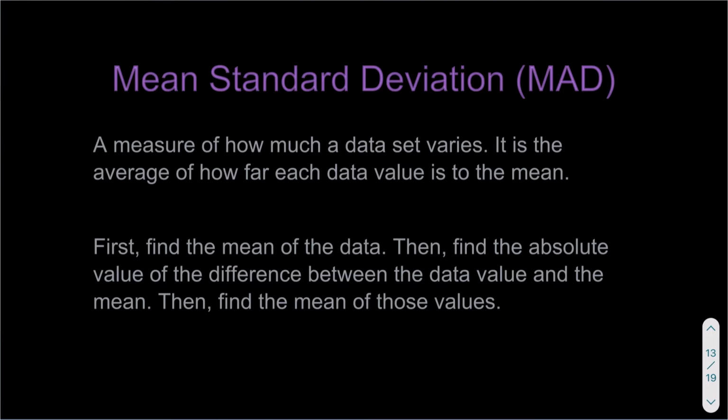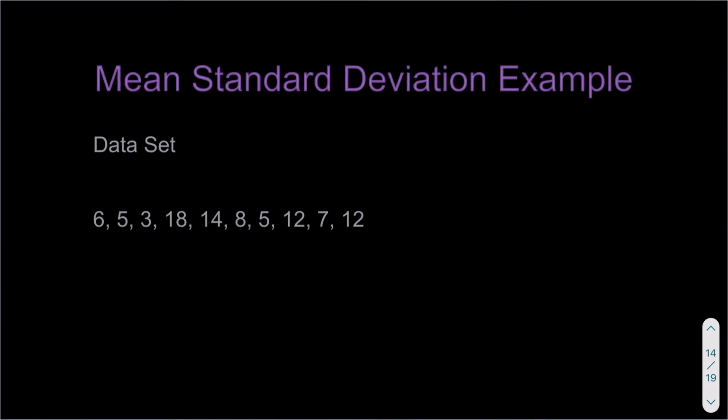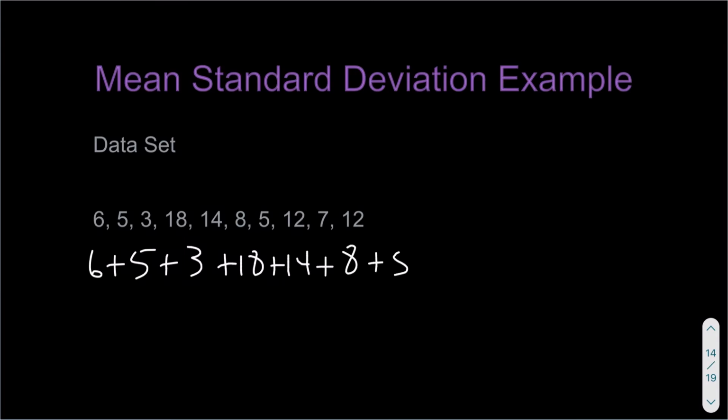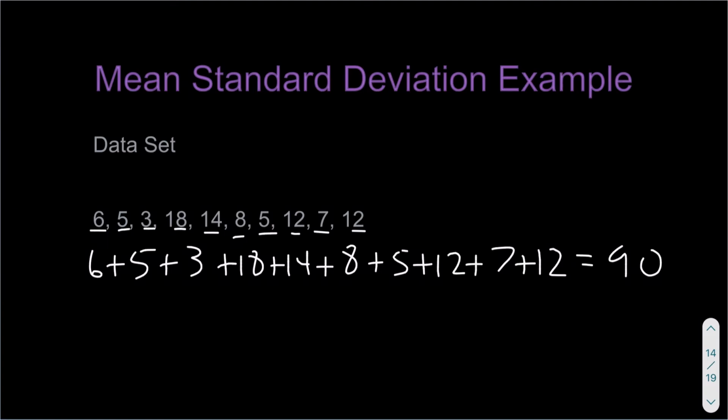So let's look at how you do this. Let's say we have a data set of this. So in order to find the mean, we'll add everything up. 6 plus 5 plus 3 plus 18 plus 14 plus 8 plus 5 plus 12 plus 7 and plus 12. And that all equals 90. And how many values are in the data set? Well, there's 1, 2, 3, 4, 5, 6, 7, 8, 9, 10. So the mean is 90 divided by 10, which is 9.